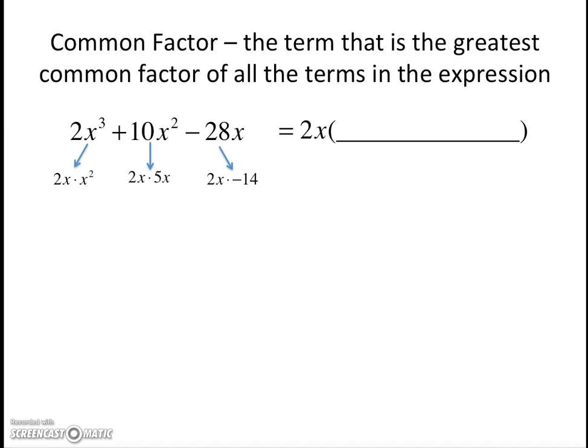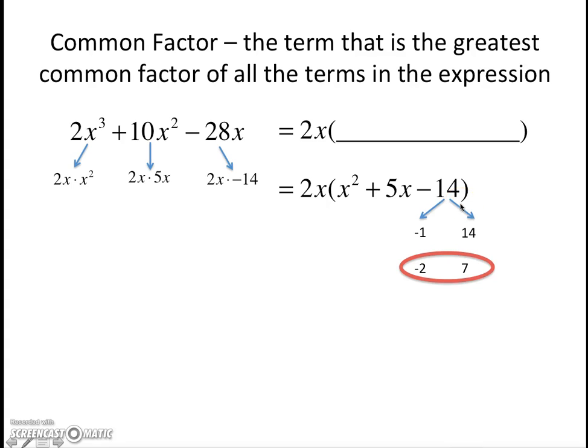So what I do with my common factor is I take it and I put it on the outside of the parentheses. And what's left on the inside of the parentheses is what you multiplied the common factor by. So x squared plus 5x minus 14. And then the last step is to factor x squared plus 5x minus 14. So I find the combinations that are going to multiply to give me negative 14 and add together to give me positive 5. And that combination is negative 2 and 7. So the final factored form I have here is 2x, that's our common factor, times x plus 7 times x minus 2.